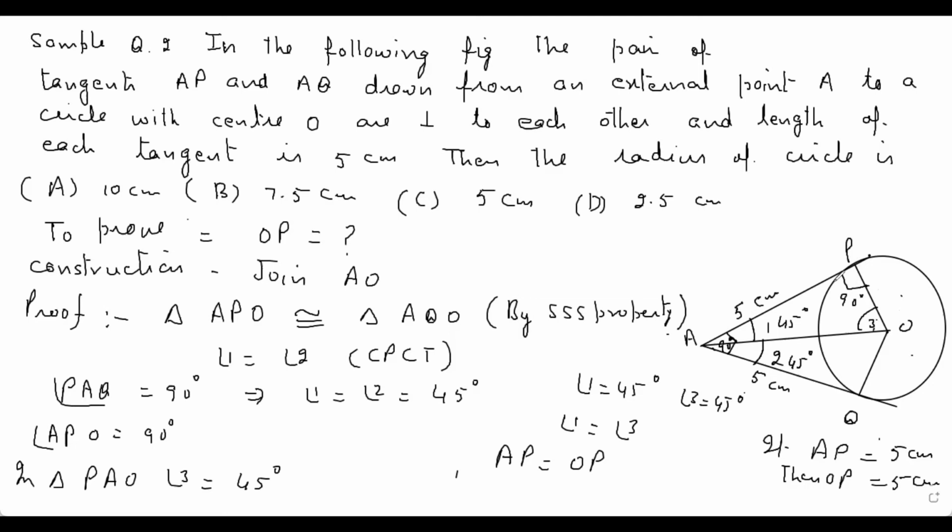It means I have these two angles, angle 1 and angle 3, both are equal to 45 degree. And sides opposite to equal angles are equal. It means AP is equal to OP. If AP is 5 centimeter, then OP is 5 centimeter. It means radius is equal to 5 centimeter. Option C is correct.